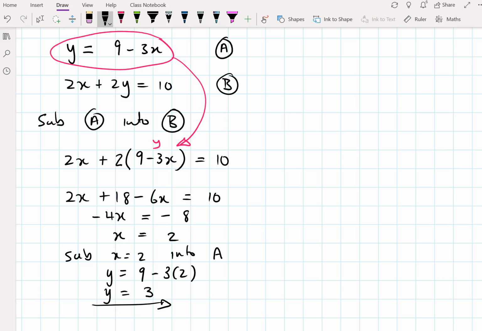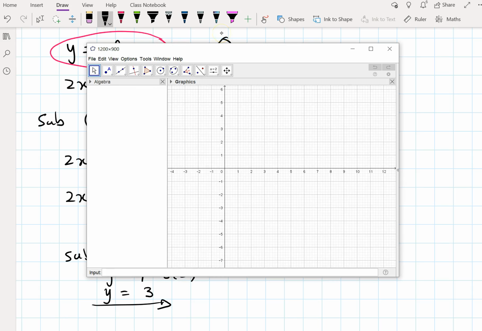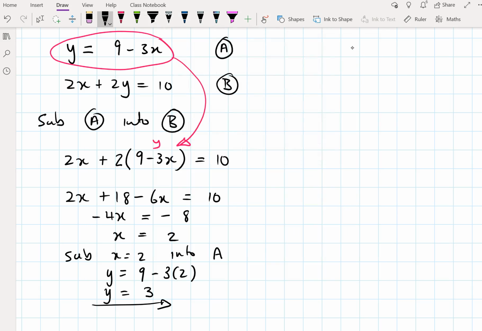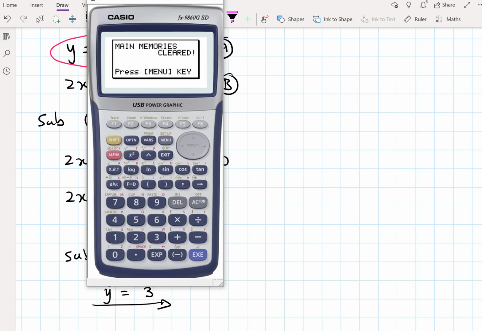algebraically. Now, I understand for a lot of you that are doing this course, you did it specifically because you didn't want to have to do algebra, and so surely there is another way, a better way of doing it without having to do it by algebra. And the answer is yes, there is. I can do this graphically. Now, there are two ways in which we can do this graphically. I could do it graphically on something like GeoGebra, but I'm not going to do that. I'm going to use my calculator.